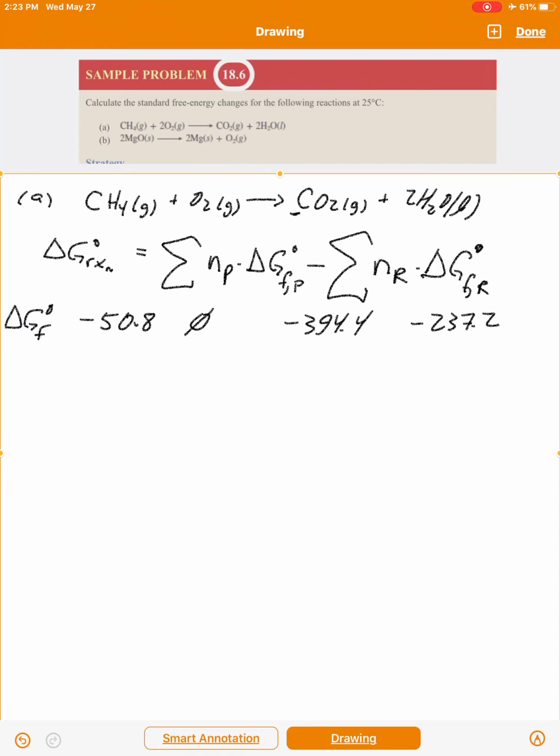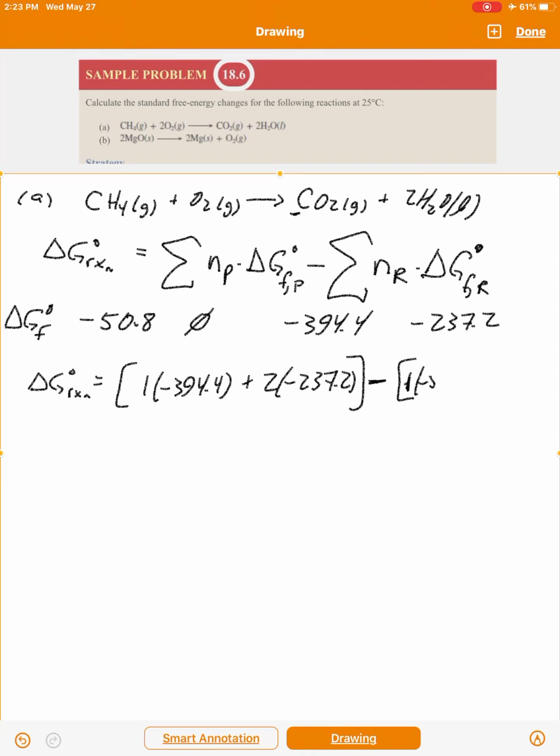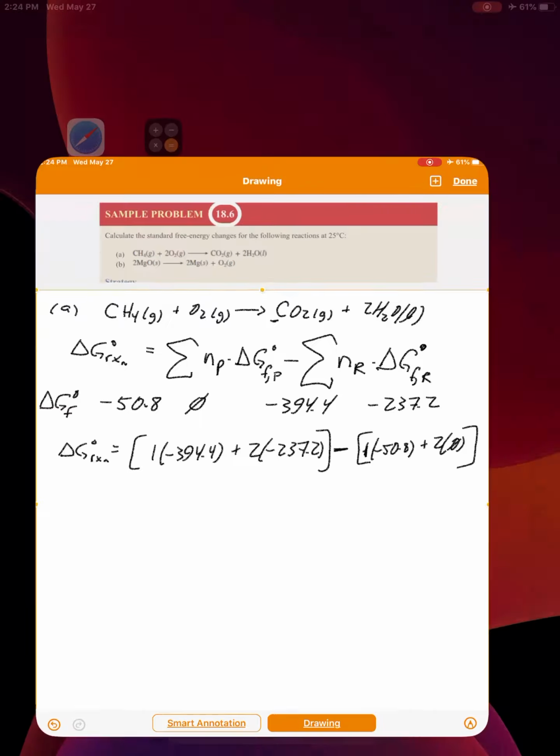So let's do the products first. The first product is CO2, so 1 times negative 394.4. Second is water, 2 times minus 237.2. So products minus reactants. So minus 1 times negative 50.8 plus 2 times 0. Okay. So that looks pretty good there. So let's go ahead and add up the products first. So 394.4 and 237.2.